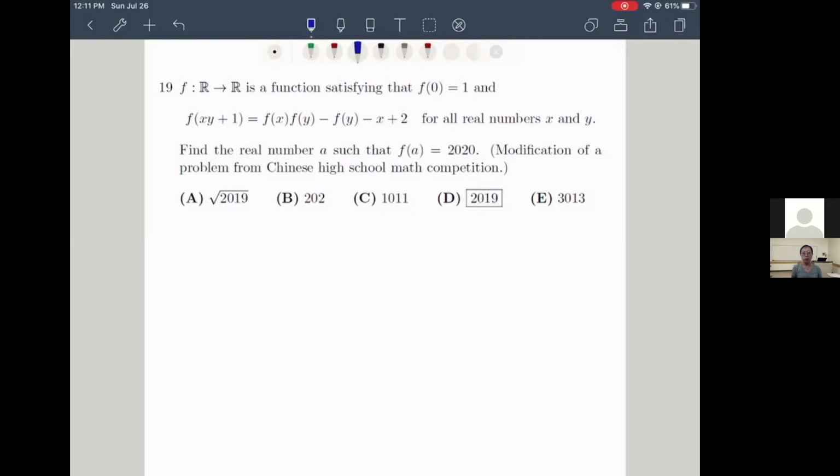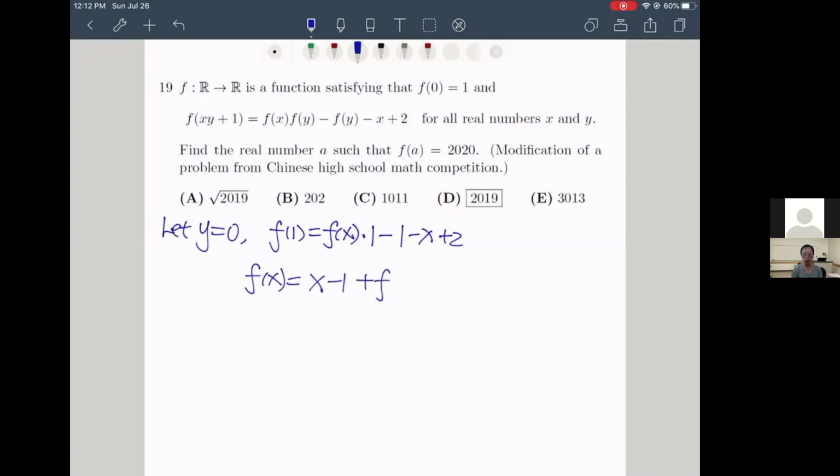We notice that if we let y equal 0, then the right-hand side, we're going to have f(x) times f(0), but f(0) is 1, right? So that will give us more information. So let y equal 0. In this situation, we have f(1) equals f(x) times f(0), which is 1, and minus f(0), which is 1, and then minus x, then plus 2, which means that f(x) equals x minus 1 plus f(1). So if we know f(1), then the problem is solved, right?